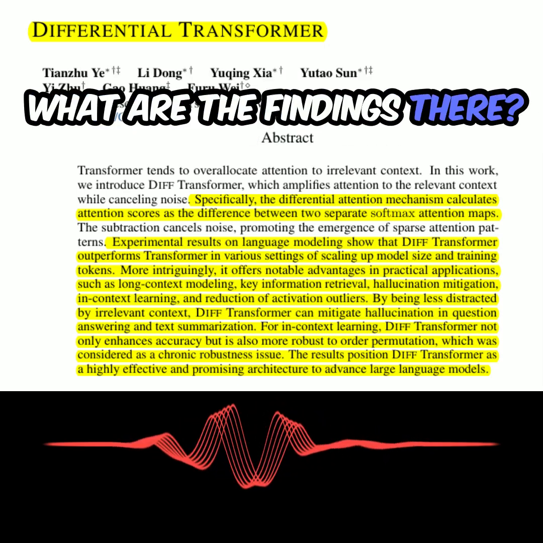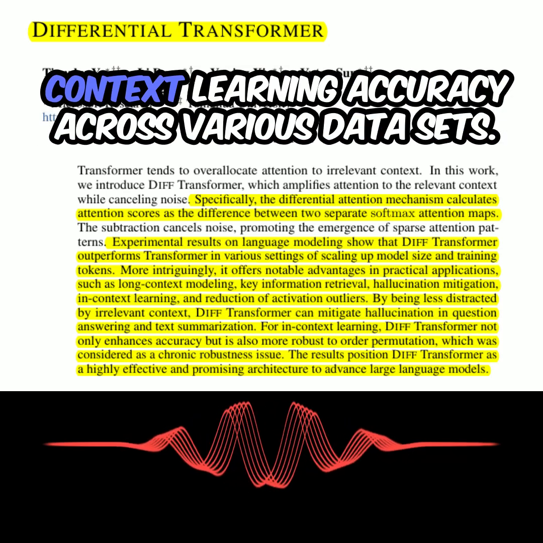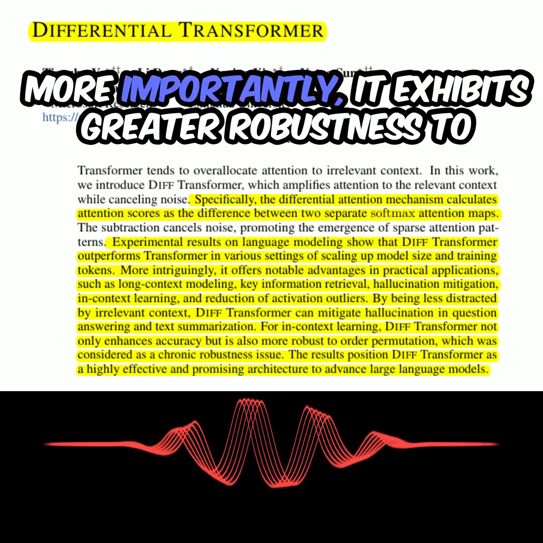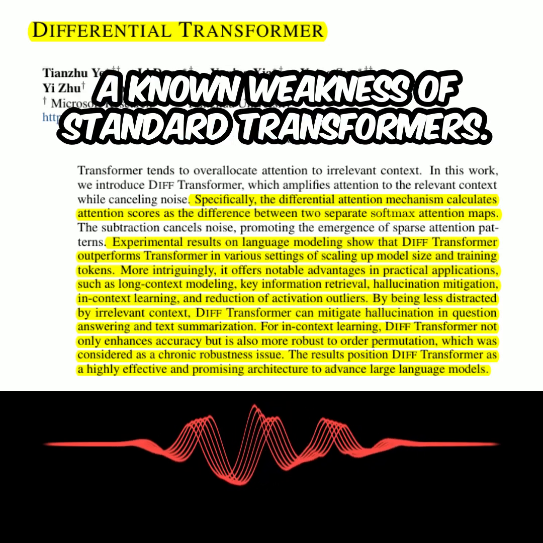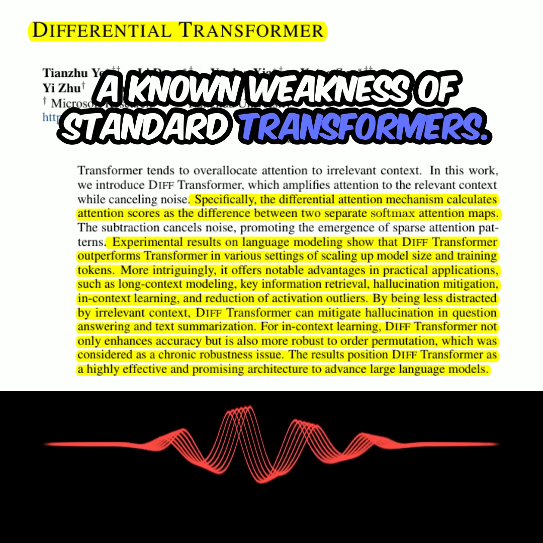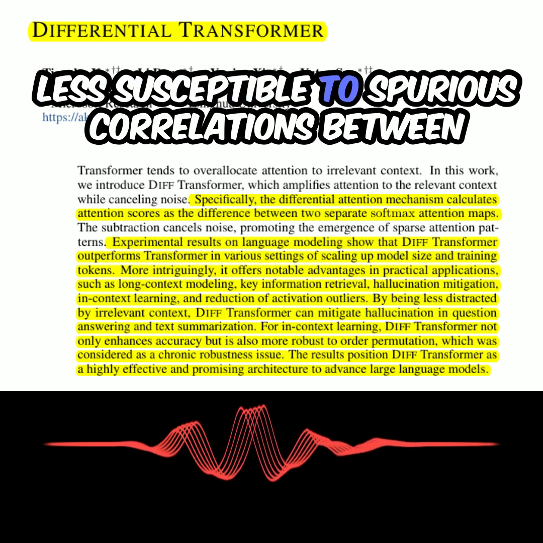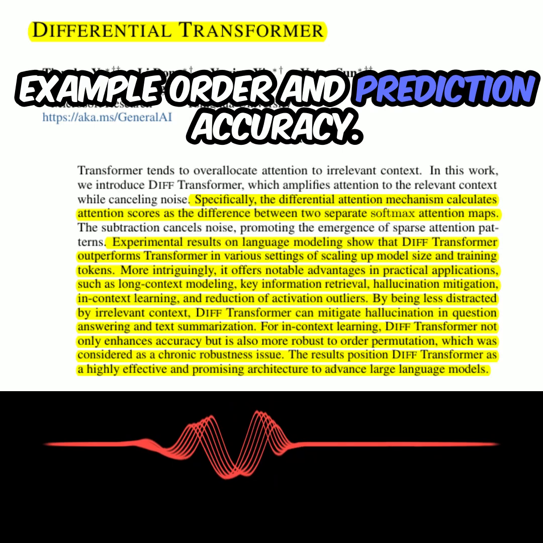The paper also touches upon in-context learning. What are the findings there? Diff Transformer shows significant improvements in in-context learning accuracy across various datasets. More importantly, it exhibits greater robustness to the order of examples in the prompt, a known weakness of standard transformers. This suggests that Diff Transformer is less susceptible to spurious correlations between example order and prediction accuracy.